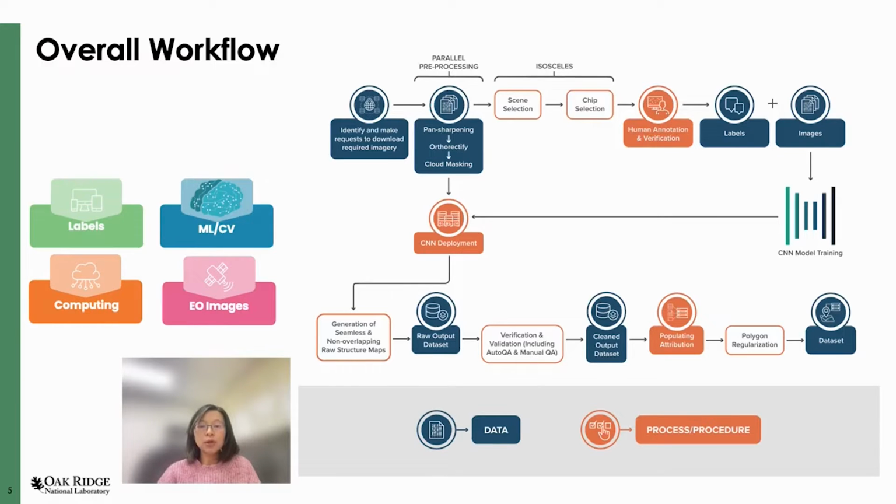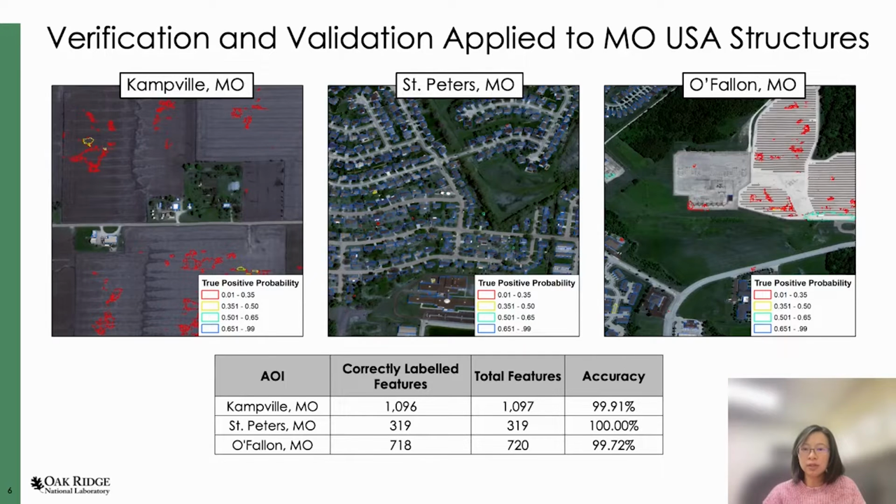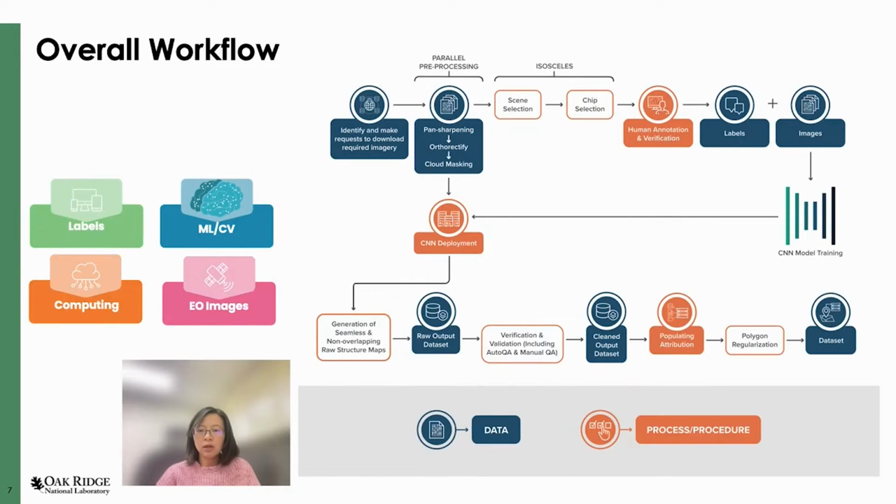Such a convolutional neural network model was trained and deployed on high-performance computing clusters to process terabytes of high-resolution satellite images. Several steps of post-processing and verification and validation were followed to produce the base structure footprints. The verification and validation process was performed both automatically and manually to ensure quality. Mapping the base structures in images is just the first critical step.